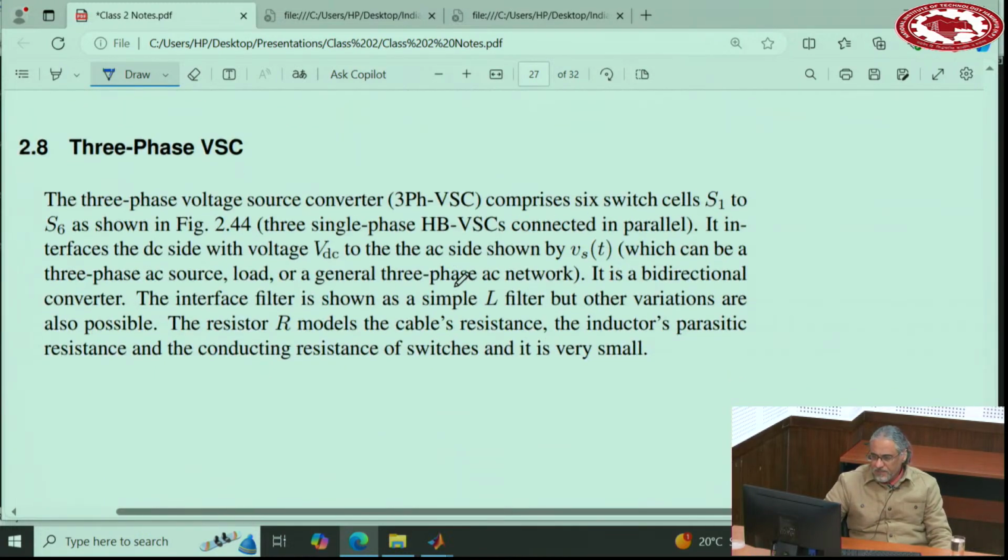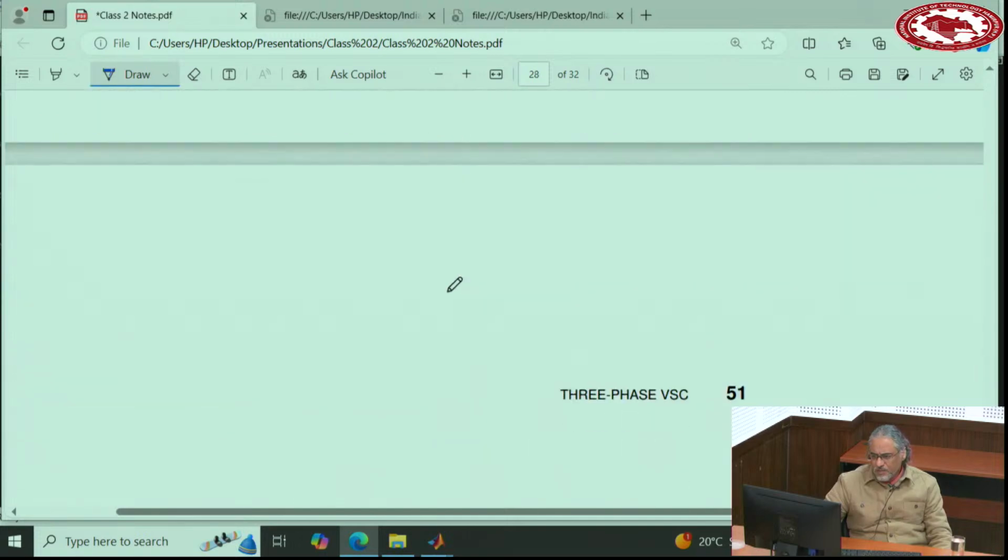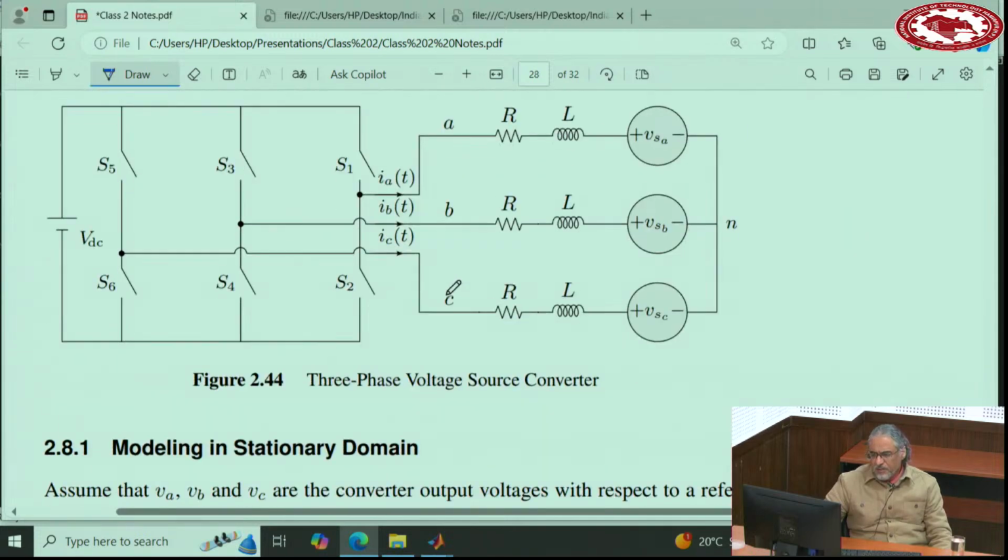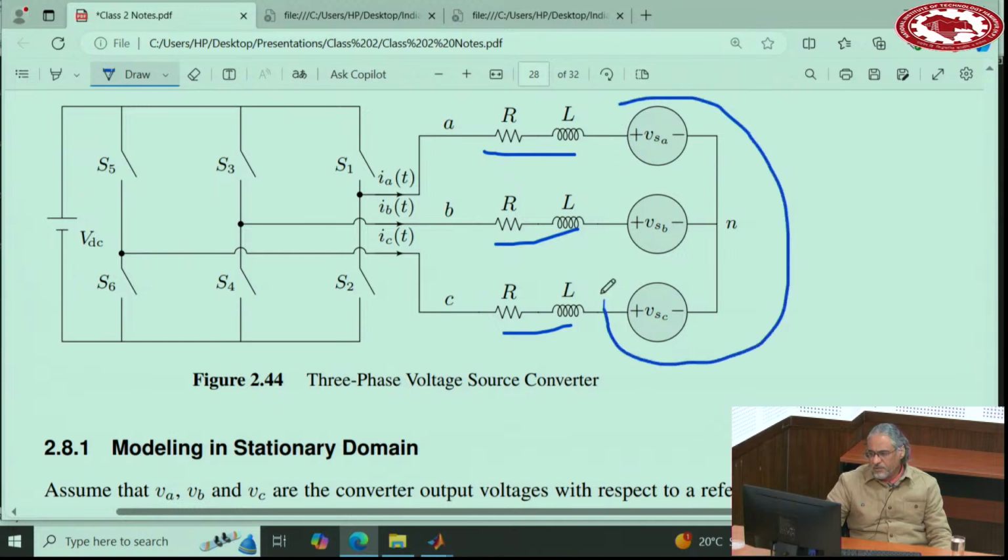Okay, now this is the final converter. I'm going to talk about the three-phase voltage source converter. The diagram is here. This is the case where we want to use a three-phase AC system on the AC side. So we take the terminals from the midpoint of these three legs, and you have a three-phase inductor here, and a three-phase AC supply or three-phase load, depending on whether you want to connect it to the power grid or to a load.